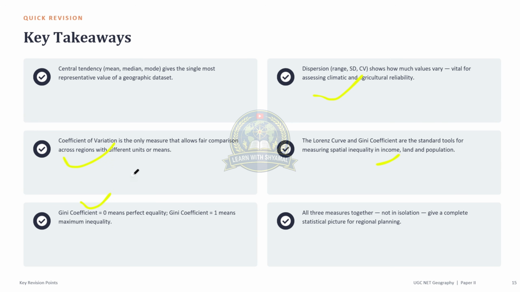Gini coefficient of 0 means perfect equality. Gini coefficient equal to 1 means maximum inequality. All 3 measures together, not in isolation, give a complete statistical picture for regional planning.